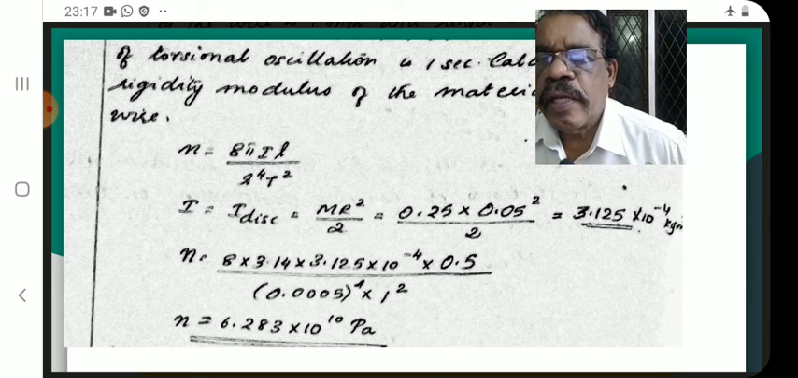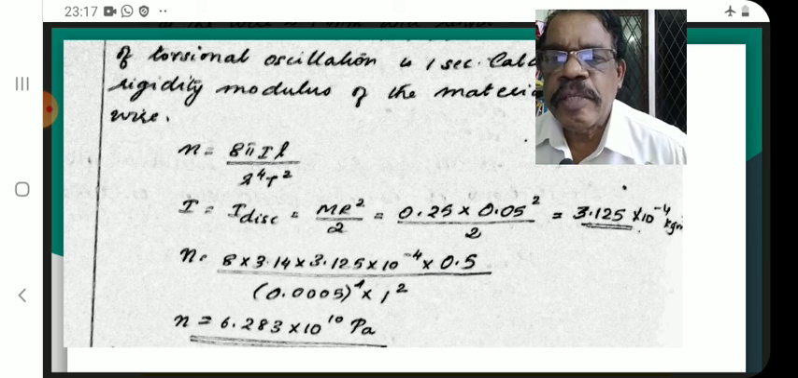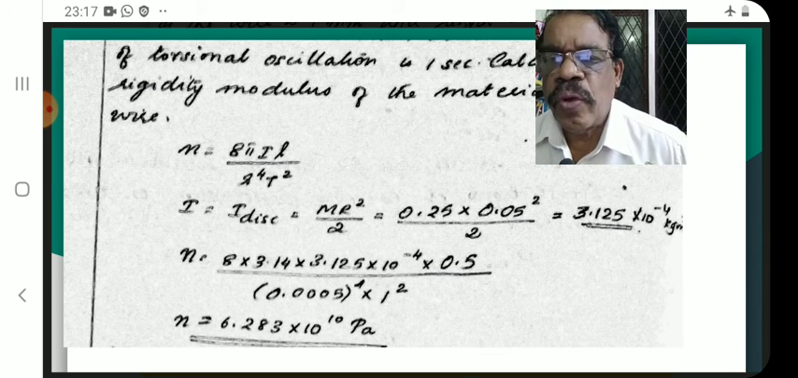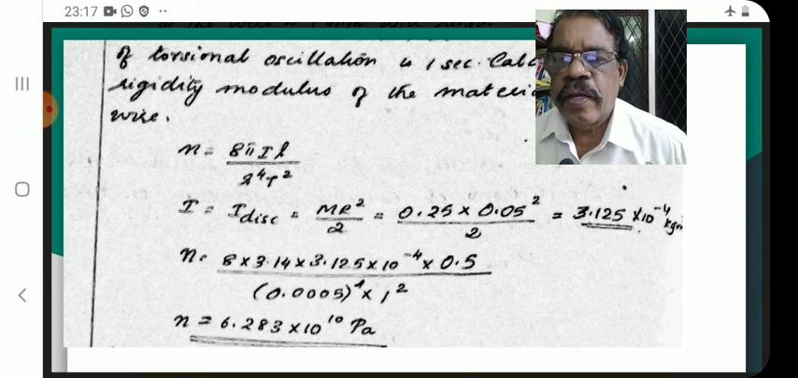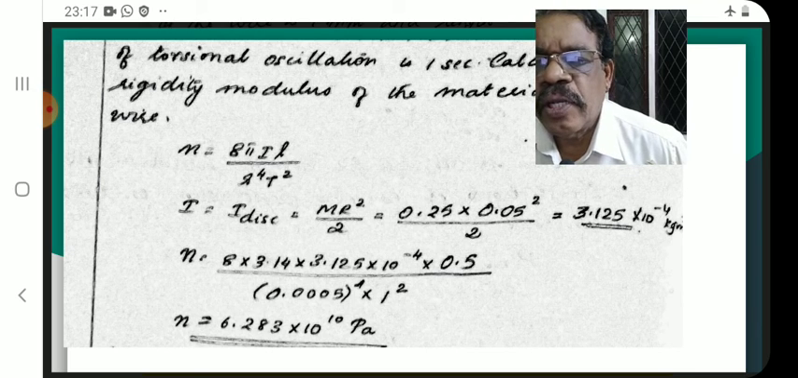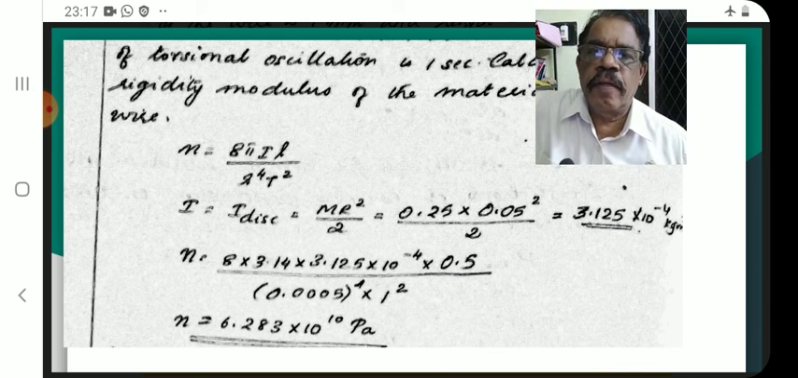Then n = 8 × 3.14 × 3.125 × 10⁻⁴ × 0.5 / (0.0005⁴ × 1²), with the radius in meter raised to 4 and T squared as 1 second squared. The answer is n = 6.283 × 10¹⁰ Pascal. You can also express it in GPa.